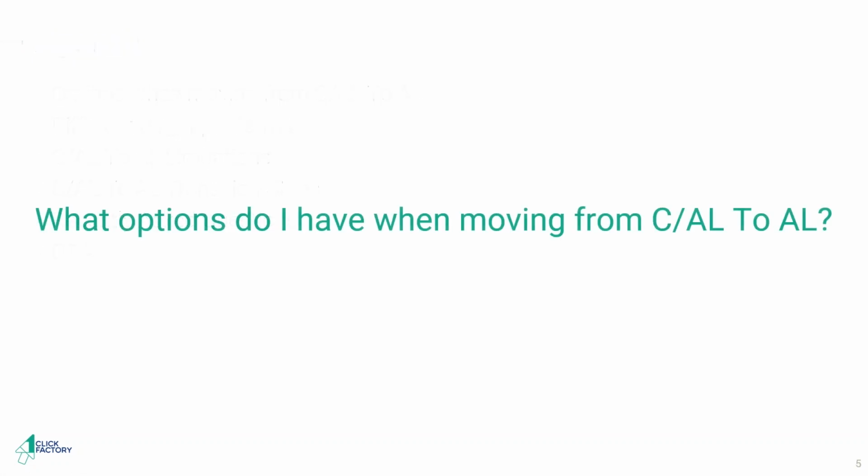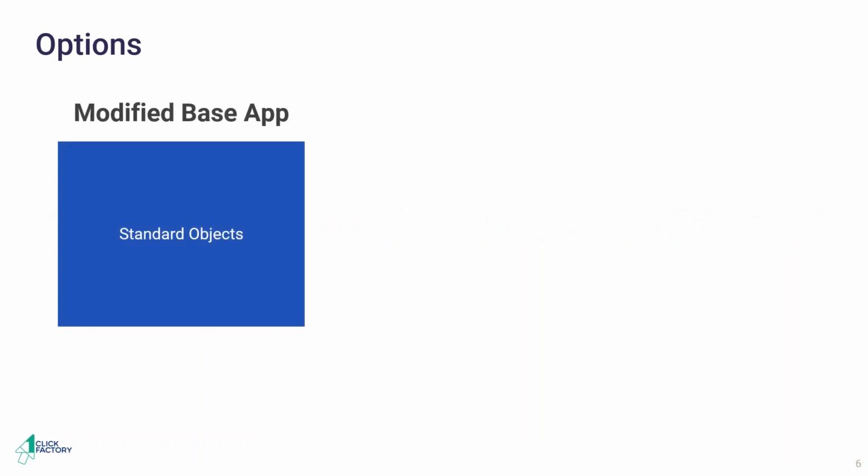So let's begin with the question of what options I have when moving from CAL to AL. There are three options. Let's begin with the least recommended one, which is modifying the base application of Business Central. This means that I take the standard objects of Business Central, the standard base app, and I add changes directly on those objects.